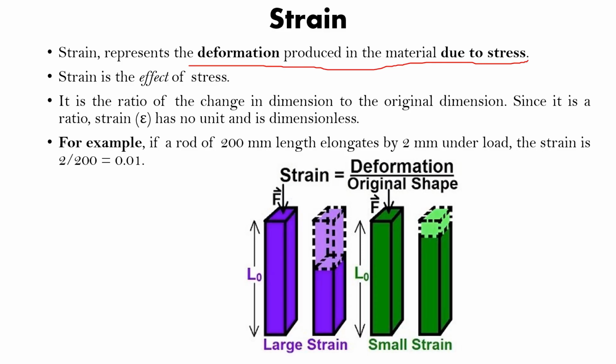What happens here is that, due to higher stress, the shape of the object has been reduced to half of its size. So it has a large strain. Strain is the ratio of change in dimension to the original dimension.